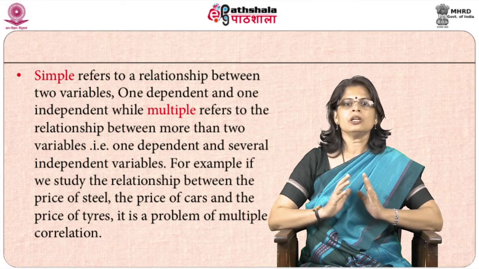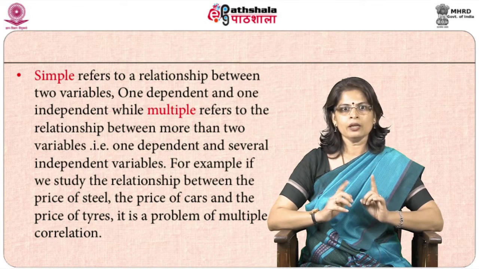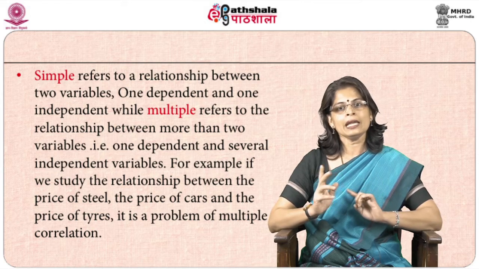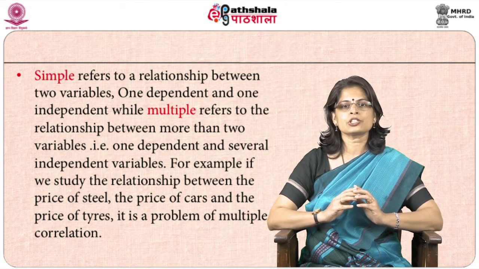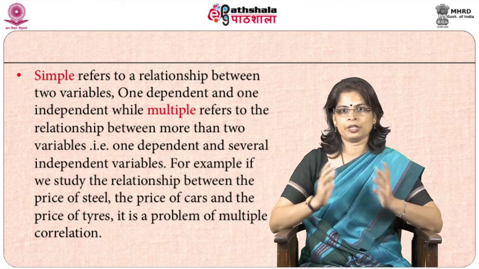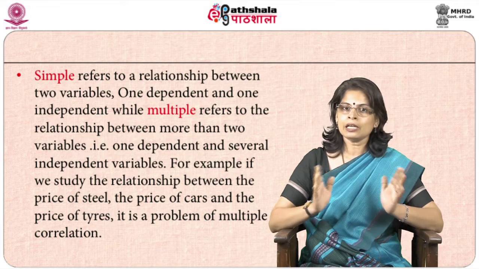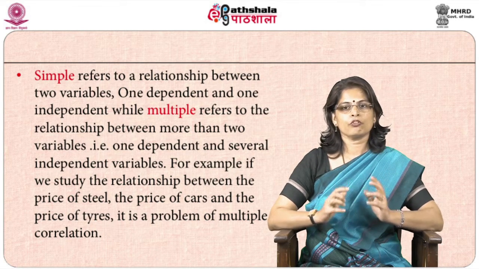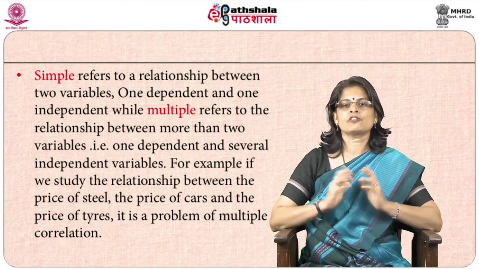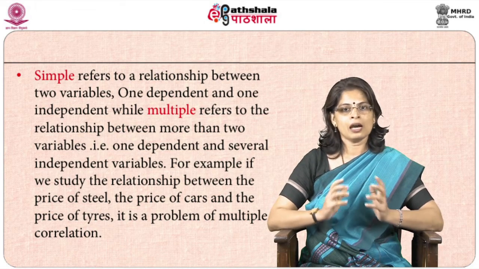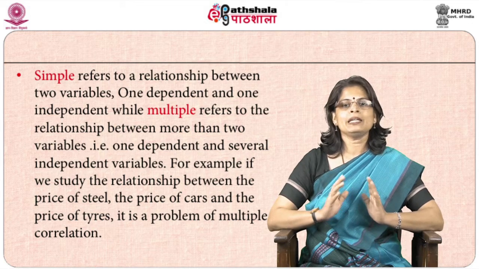Simple correlation refers to the relationship between two variables, one dependent and one independent, while multiple correlation refers to the relationship between more than two variables, that is one dependent and several independent variables. For example, if we study the relationship between price of steel, the price of cars and the price of tires, it is a problem of multiple correlation.